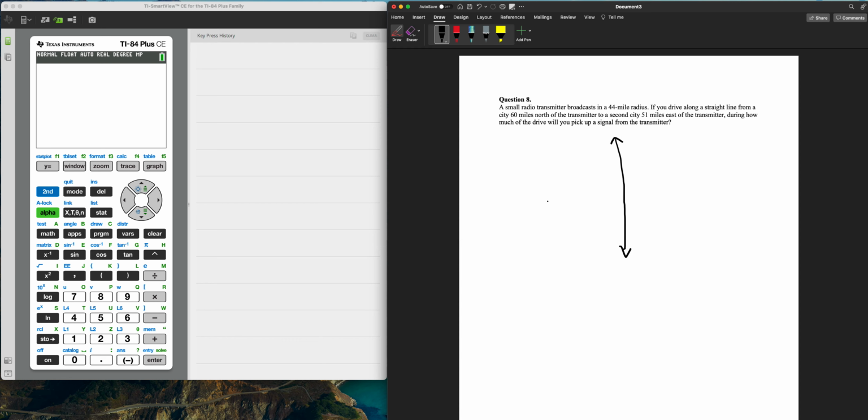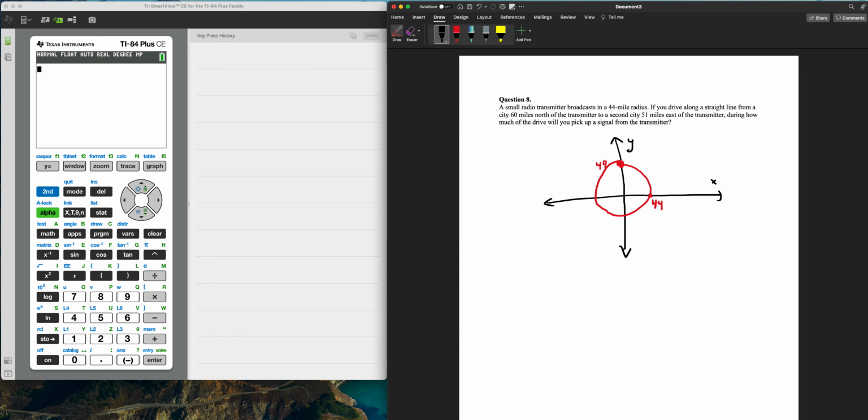So draw our Cartesian axes. Label it. And our transmitter is transmitting in a 44-mile radius. So I'll just choose a red color here and try to draw a circle at the origin where the radius of the circle is 44. So that height there is 44.